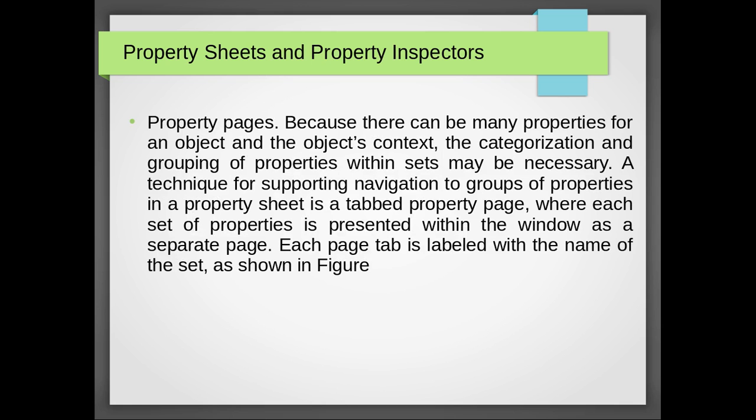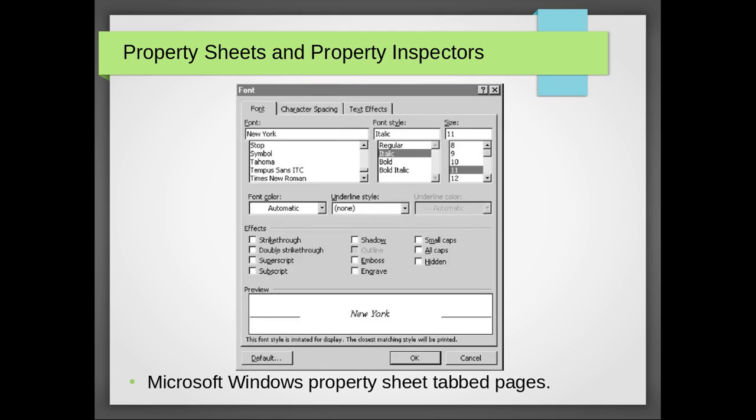Property pages: because there can be many properties for an object and the object's context, the categorization and grouping of properties within sets may be necessary. A technique for supporting navigation to groups of properties in a property sheet is a tabbed property page, where each set of properties is presented within the window as a separate page. Each page tab is labeled with the name of the set, as shown here. Microsoft Windows property sheet, tabbed pages. Here we can see the font tab, character spacing, and text effects as a secondary window property sheet.